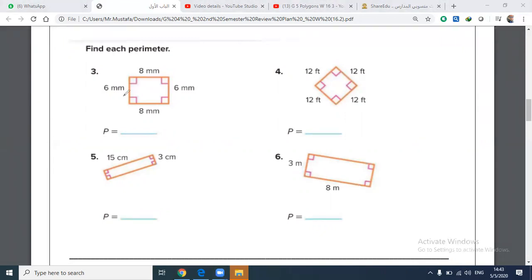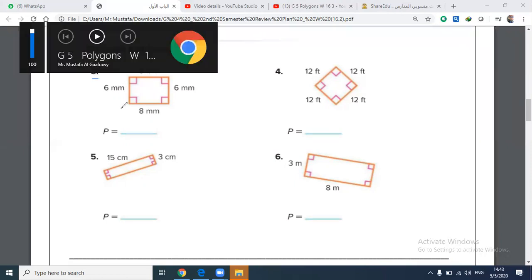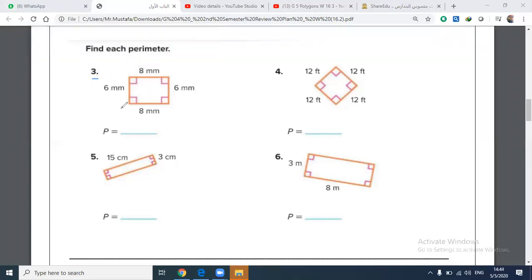Can you find the perimeter for this, number 3? Wait, you sound too far. Please increase the volume in your device. Okay, here is the perimeter: add all of these sides, or you can use a formula.